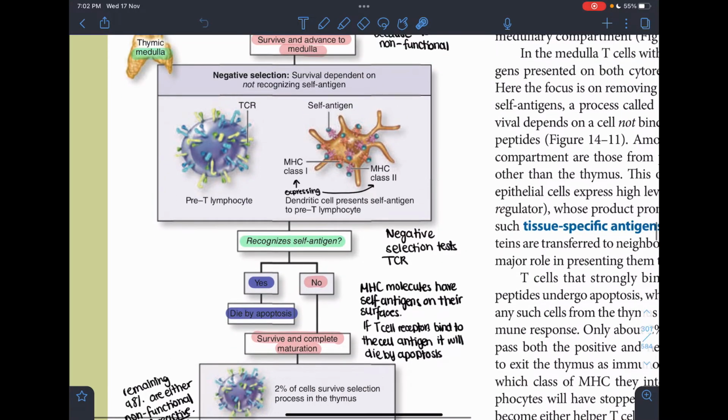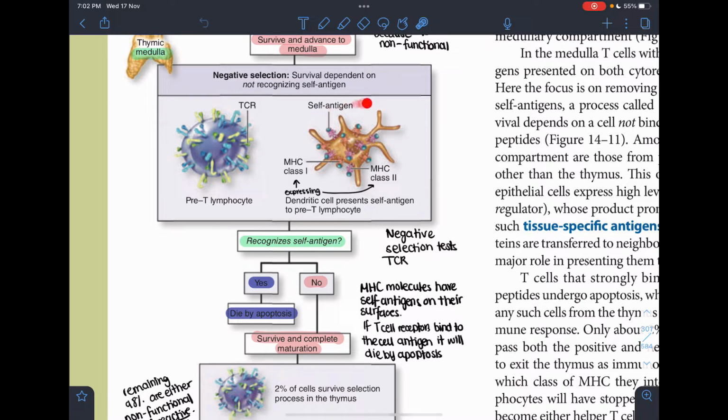So هاي ال pre-T lymphocyte, هلا negative selection أول شيء it tests the TCR, the T cell receptors. هدول T cell receptors, if they recognize نفس ما حكينا the MHC molecules, the self antigens اللي بيكونوا موجودين على surface of the MHC molecules, if they do recognize them, they're going to die by apoptosis. If they don't, then they're gonna survive.